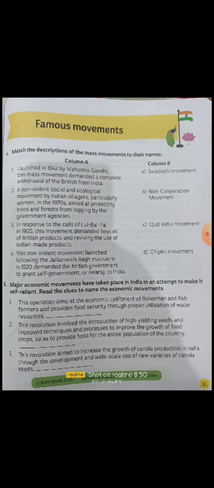Coming to the second question, major economic movements have taken place in India in an attempt to make it self reliant. Read the clues to name the economic movements. So here you identify the name with the help of the clues. The first is the operation that aims at the economic upliftment of fishermen and fish farmers and provides food security through proper utilization of water resources. So here the correct answer is blue revolution.